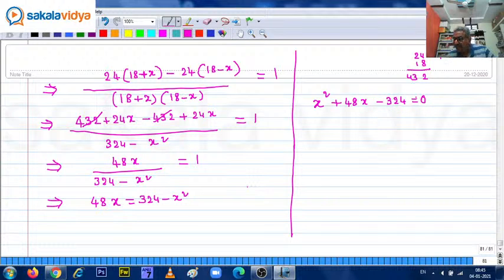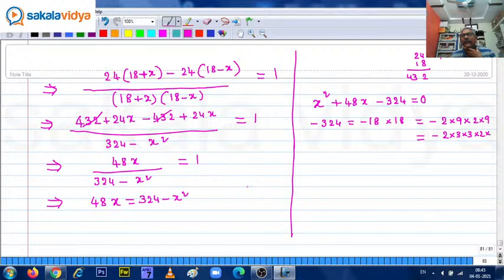Right. So now let us find out. This is the correct equation. See, minus 324 you can write like this. 18 into 18. Minus 18 into 18 write down. This is minus 2 into 9 into 2 into 9. 48 we need to get. Am I correct now? Once again, minus 2 into 3 into 3 into 2 into 9. 3 3 is 9. 9 into 2 is 18.